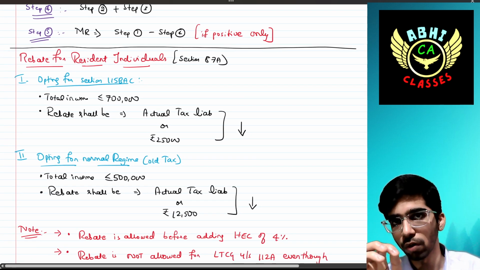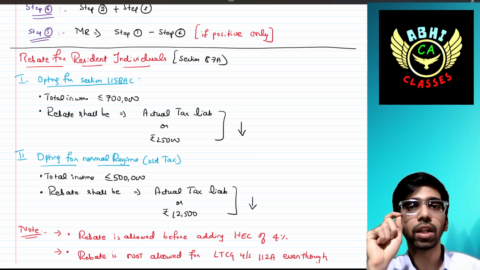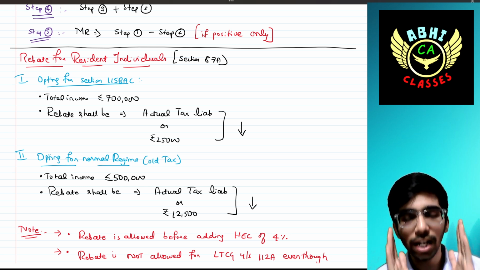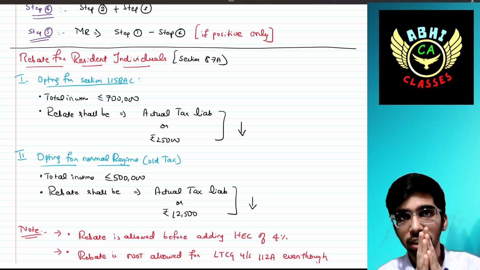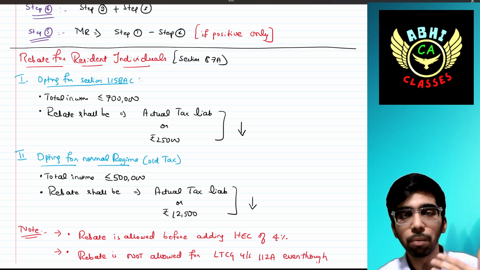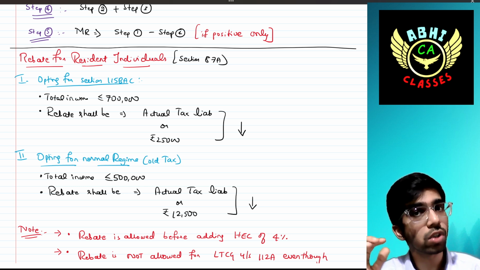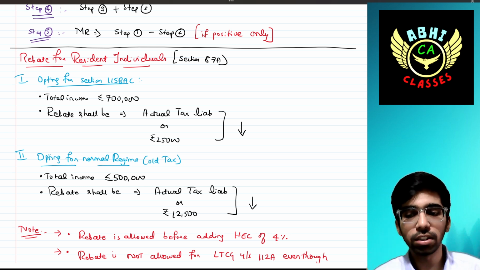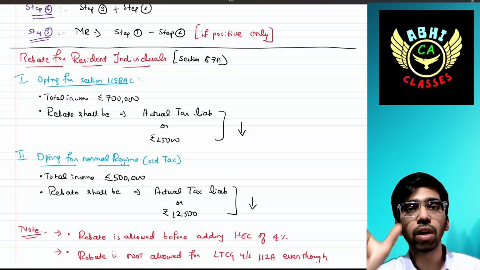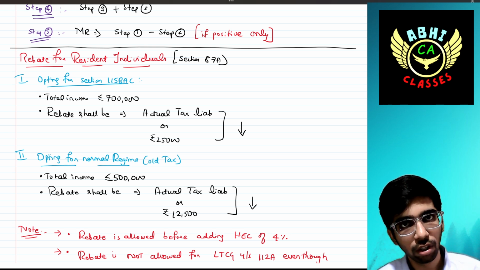Rebate for resident individual. If you hear the word rebate, the first thing that should come to your mind is that it is applicable for resident individuals. Under section 87A, if they are opting for section 115BAC, that is the new tax regime, and the total income is less than or equal to 7 lakh, then rebate will be applicable. And the rebate shall be the actual tax liability or 25,000, whichever is less.